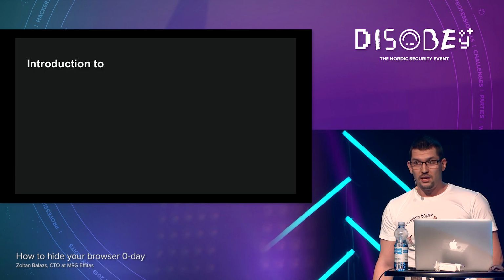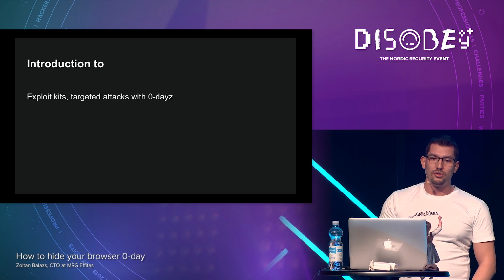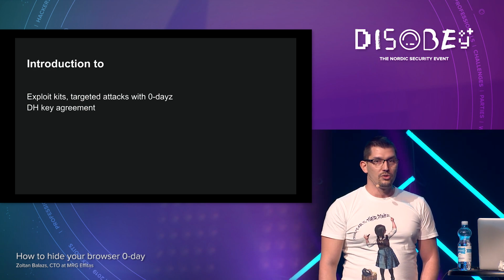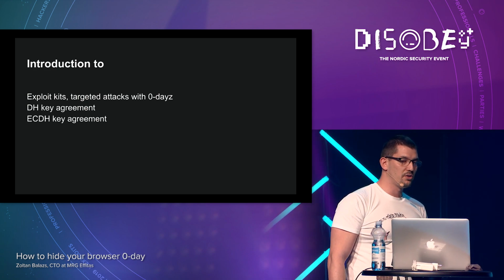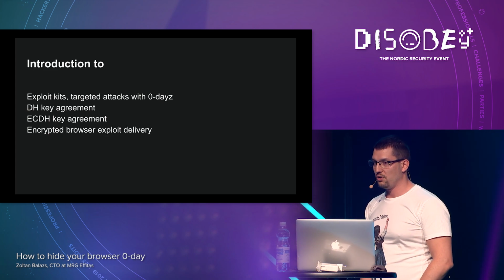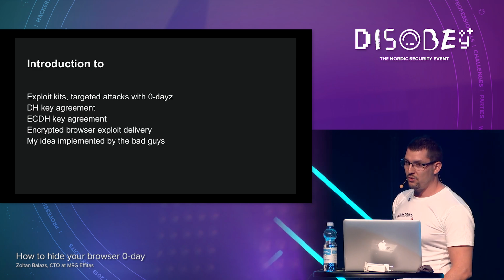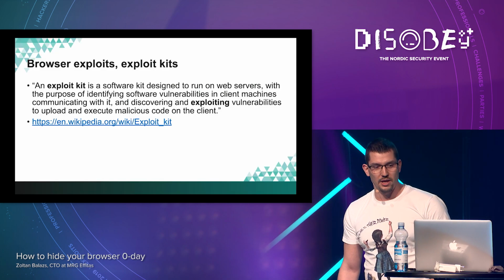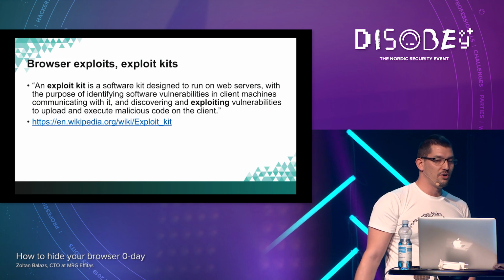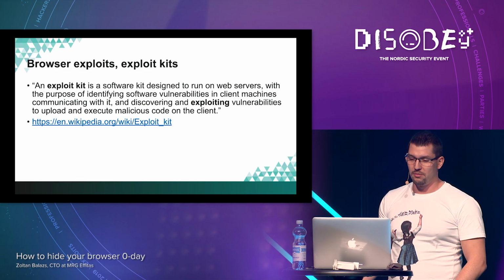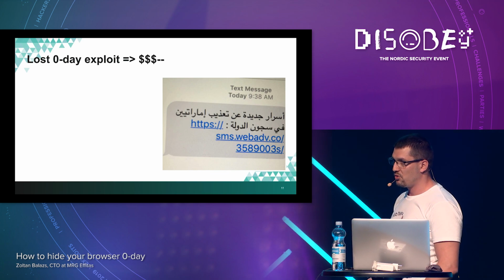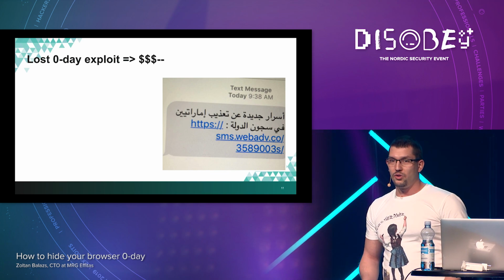So let's start with the introductions. I'm going to talk about exploit kits and targeted attacks with 0 days. I will talk about the Diffie-Hellman key agreement, elliptic curve Diffie-Hellman key agreement, and encrypted browser exploit delivery, and how my idea was implemented by the bad guys at the end of the day. So an exploit kit is a software which exploits vulnerabilities. Okay, we know that.